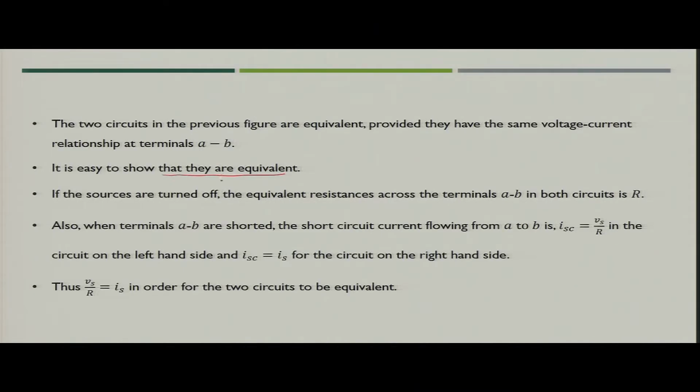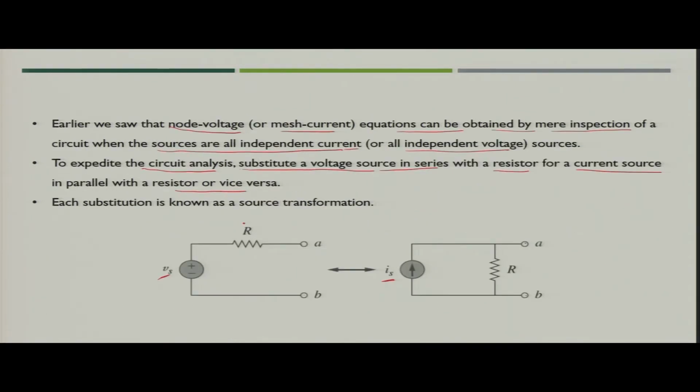We know it is very easy to show that these are equivalent. We will first turn off the source and find the equivalent resistance across terminals A and B. Switching off the source means that if you have a voltage source, you simply make it a short circuit, and if you have a current source, you make it an open circuit.